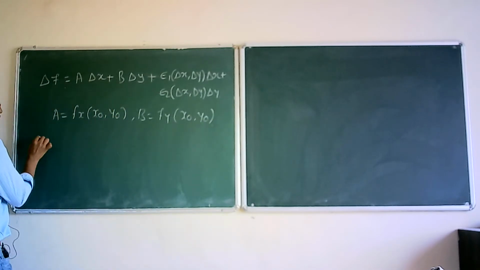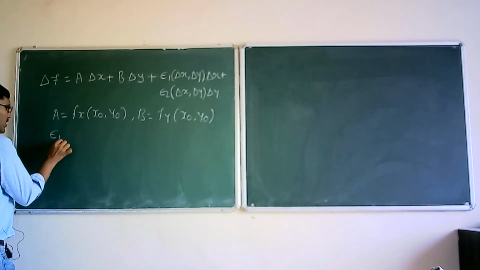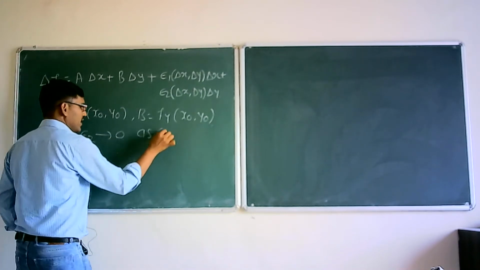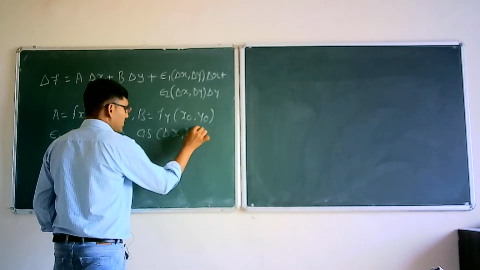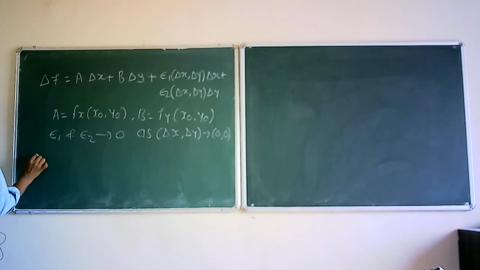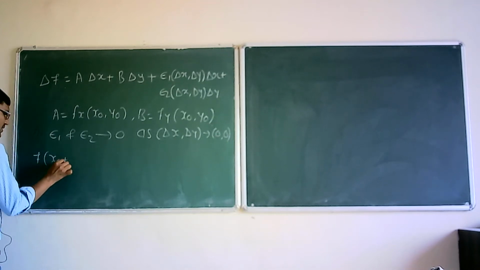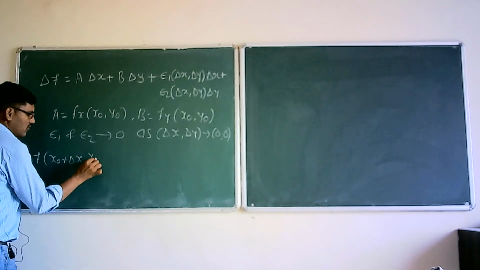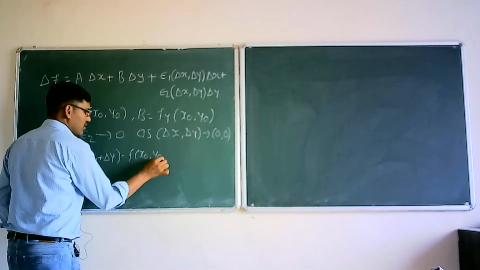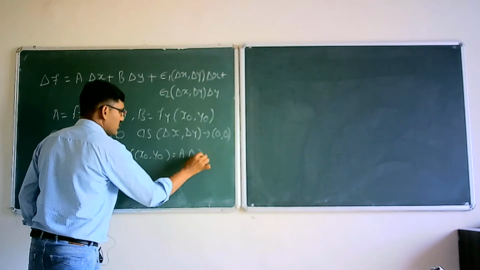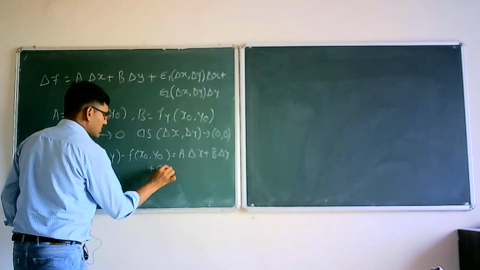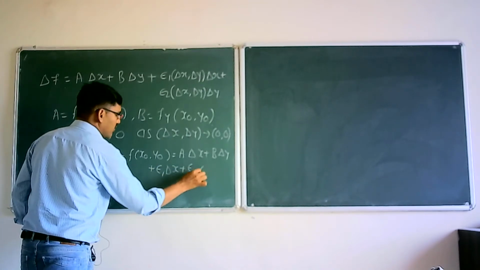Then epsilon 1 and epsilon 2 tend to 0 as delta x, delta y tends to 0, 0, and here delta f is what? Delta f is f of x0 plus delta x, y0 plus delta y minus f of x0, y0, which is equal to a delta x plus b delta y plus epsilon 1 delta x plus epsilon 2 delta y.